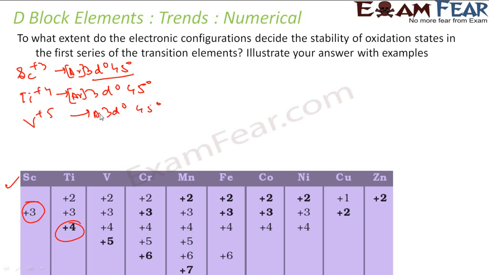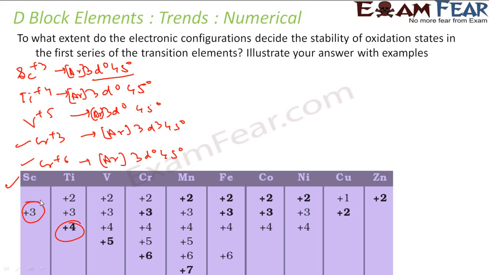Same thing you talk about chromium. So vanadium is done. Chromium has +3 and chromium has +6. So chromium +6 is again this one, 4s0. Let's talk about chromium +3. It will be argon, 3d3, 4s0. This is again t2g configuration, stable, and this is again all stable, okay, because there are 0 electrons in the orbital. So these are all governed by electronic configuration.